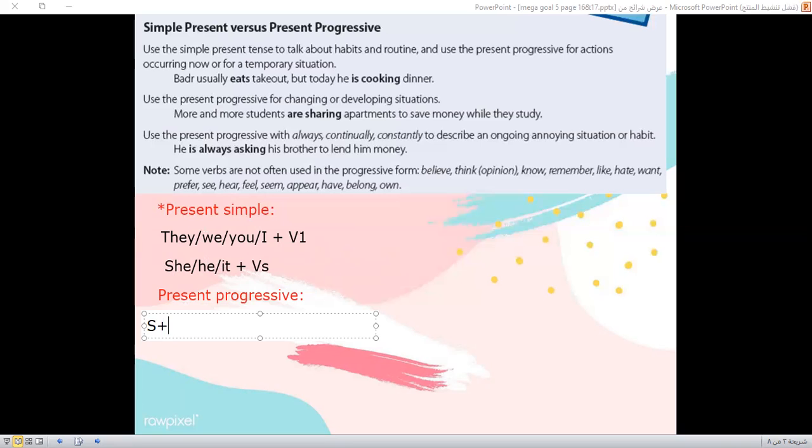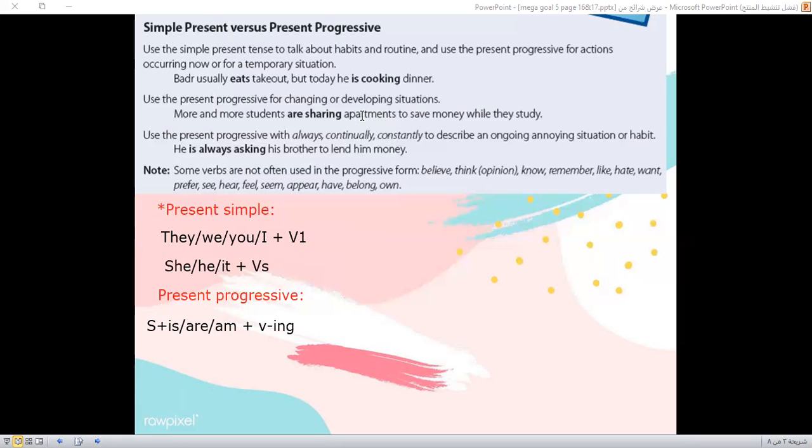And then after them, I'm going to have a helping verb. There are three helping verbs that I'm going to use: is, are, or am. And then I'm going to have the verb with ing. If I said that the subject is we, which one of those helping verbs am I going to write? Are. Yes, of course. What about if it was I? Am. Of course, it's going to be am.